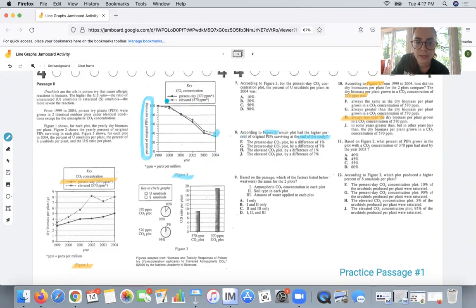Okay, so the dotted line is the elevated or 570 parts per million. Okay, let's look at our answer choices. Elevated, so it's either going to be H or J. Okay, and they're asking by what difference. Okay, so how much more were these surviving than this one? It looks like it's about 1 tick mark more. When you look over here on the axis, it's about 1 tick mark apart.